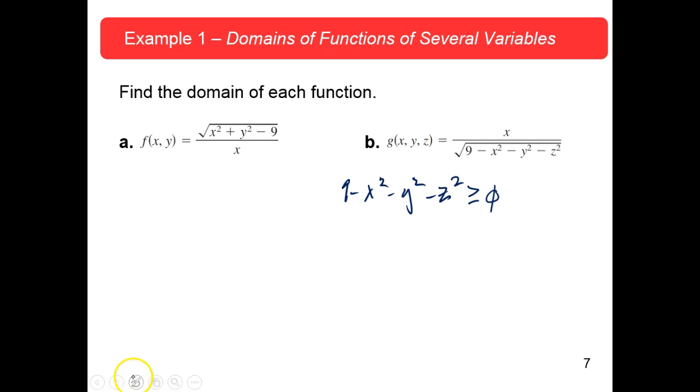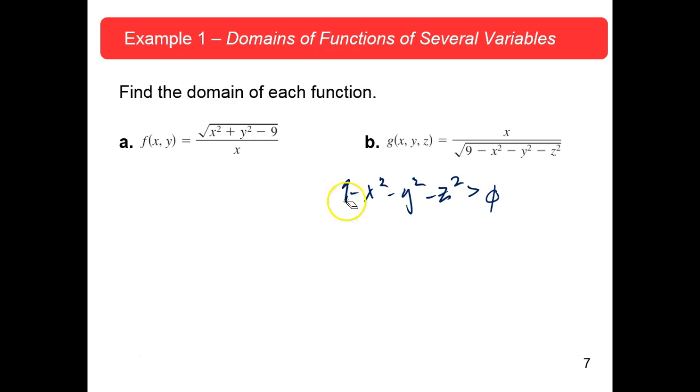Except, because this is also in the denominator, it can't be equal to 0. Because you see that whole thing. So you can't have it equal to 0, because that would make your square root of 0 is 0. That can't happen either. So that has to be greater than 0.